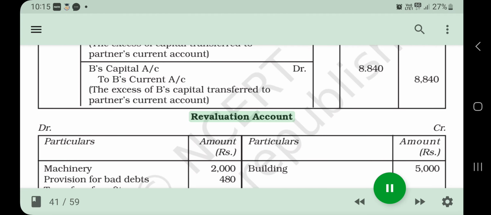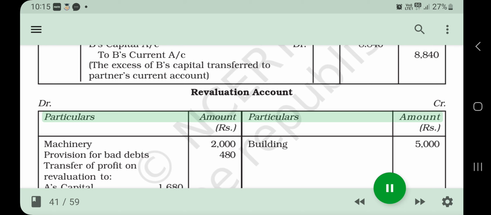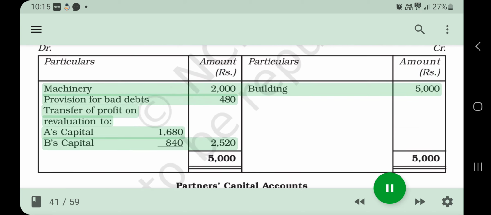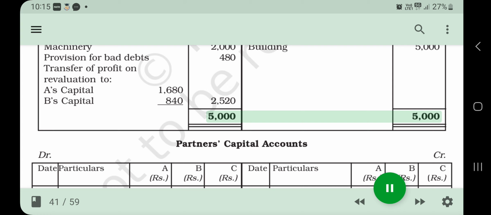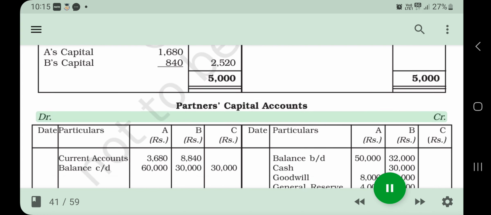Revaluation account. Dr. Cr. Particulars, amount Rs. Machinery 2,000, building 5,000, provision for bad debts 480, transfer of profit on revaluation to A's capital 1,680, B's capital 840, 2,520, 5,000.